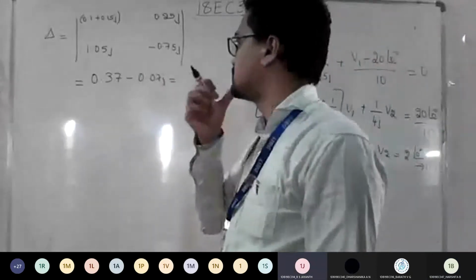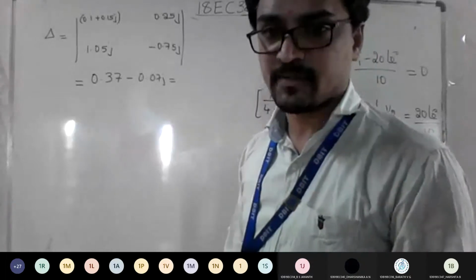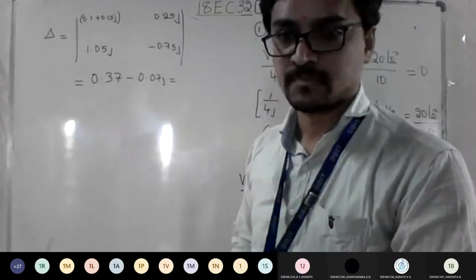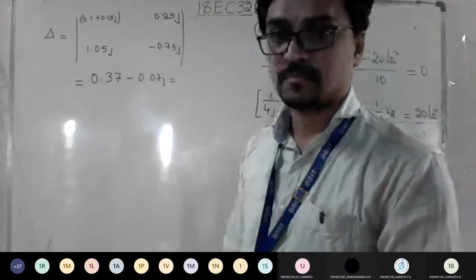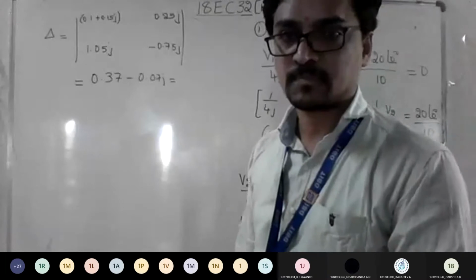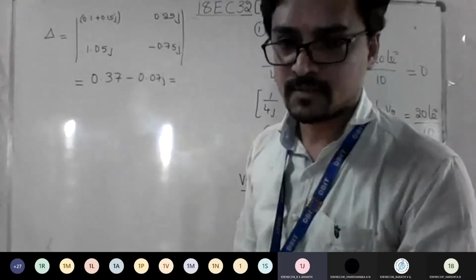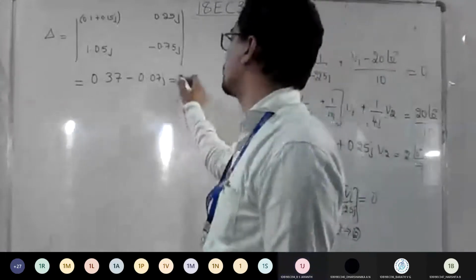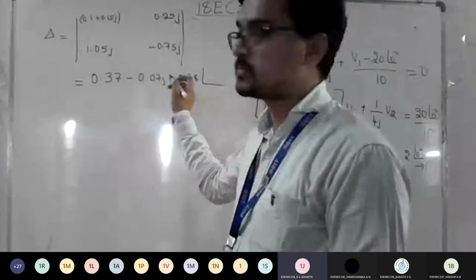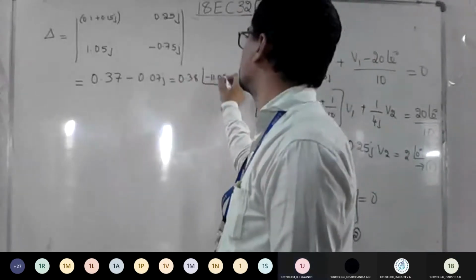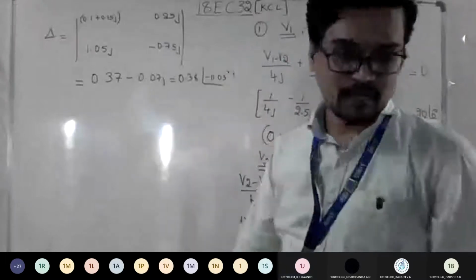Others check. Your friend told an answer, is it matching? Bharat, same answer you got? Sir, in polar form we get 0.382 at an angle of minus 11.309. Okay, fine. So go with delta 1.